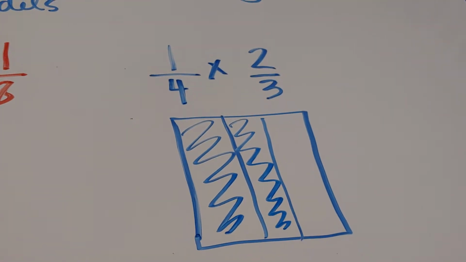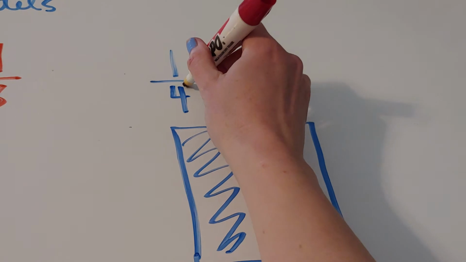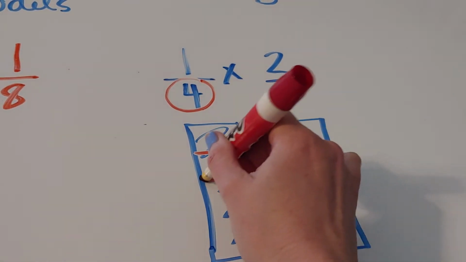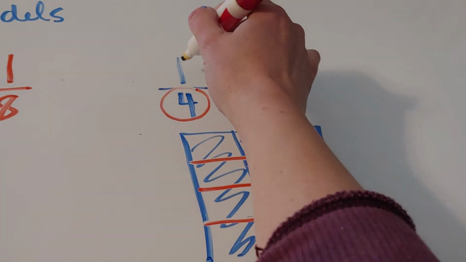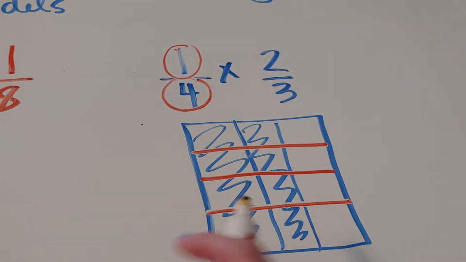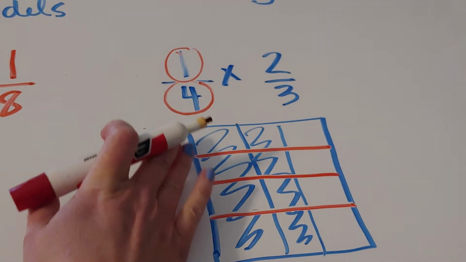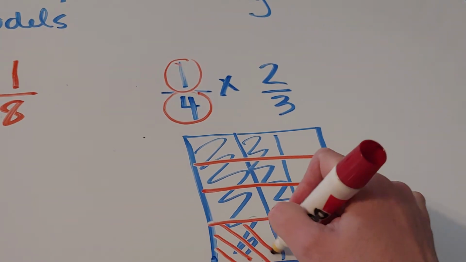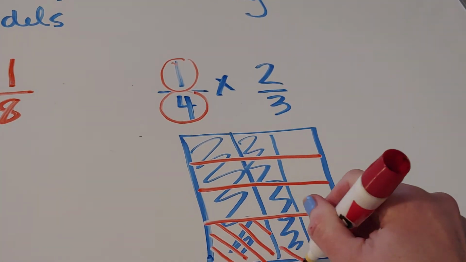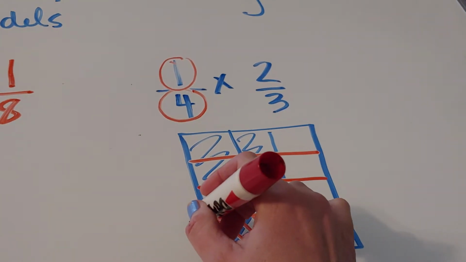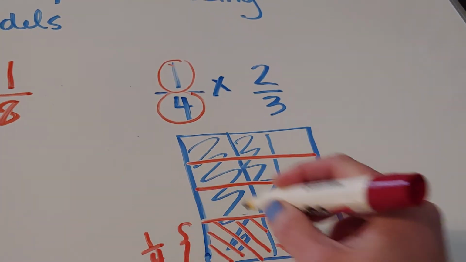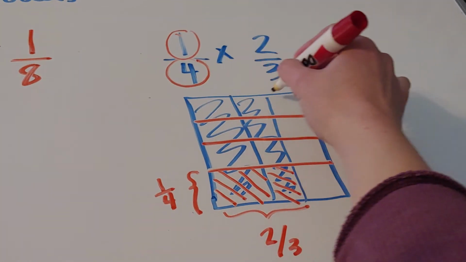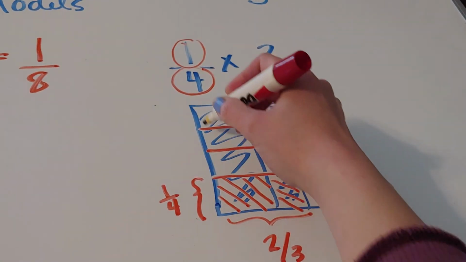Okay, now I'm going to take this shape and I'm going to cut it into 4 horizontal pieces. 1, 2, 3, and 4. And I want 1 out of those. So I have my 4 and I want 1 out of them. Well, what's going to end up happening is I'm not just going to get this square that's shaded, but this one as well, because this will be 1/4 out of the 2/3. So here's my 2/3, and I want 1/4 out of that section.